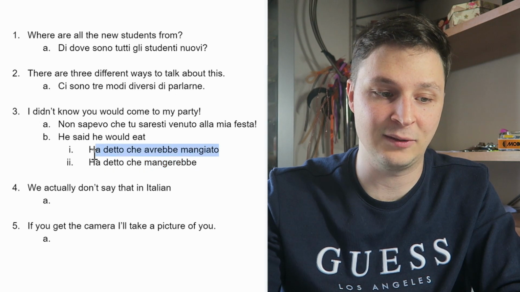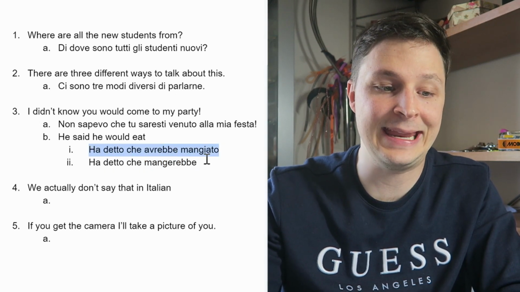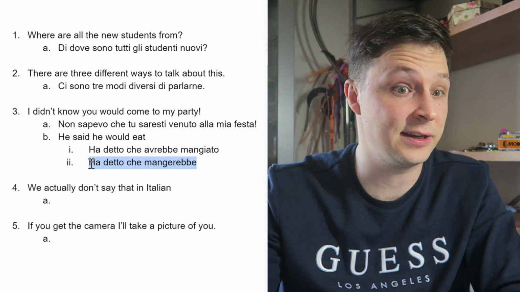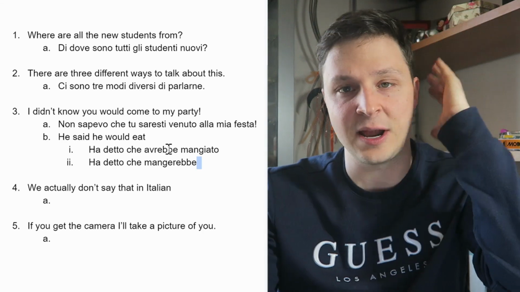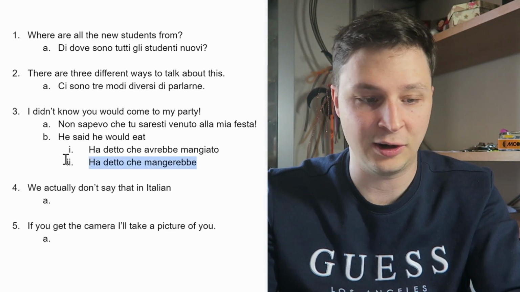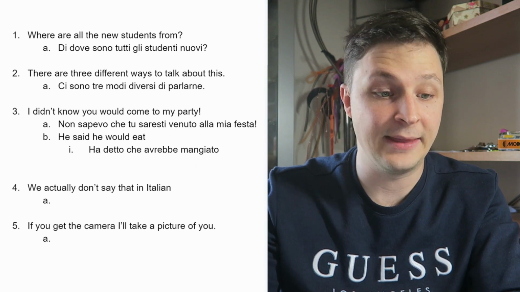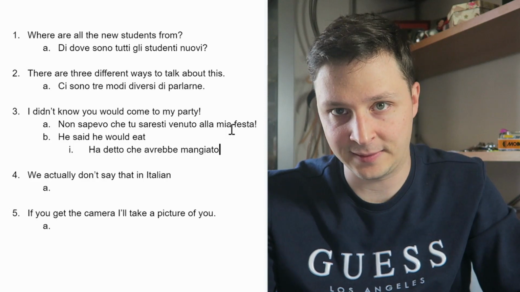This is the Italian construction. So it's different, and this is correct. In English, this construction is correct. He would eat, mangerebbe. But in Italian, they say avrebbe mangiato. He would have eaten, okay? So I'm going to delete this incorrect version. And that's an example of future in the past. And then, of course, to my party, alla mia festa.